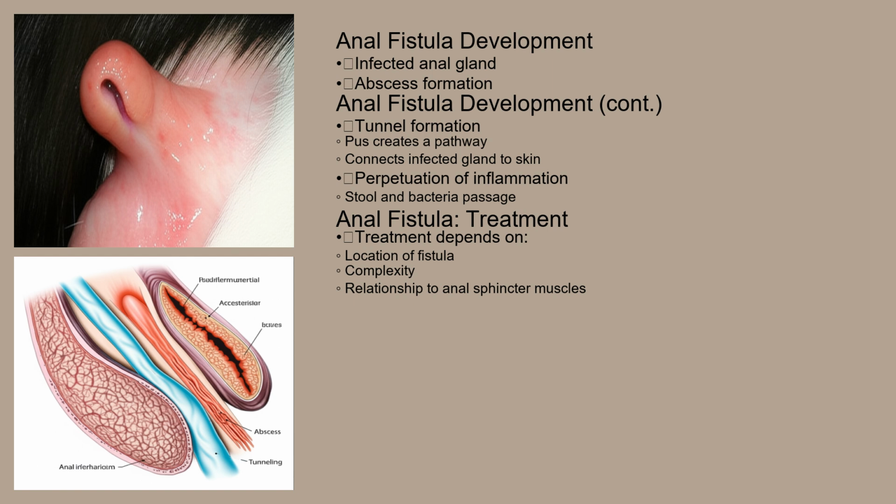To understand how an anal fistula develops, it helps to visualize the process. It typically starts with an infected anal gland, as we mentioned. The infection leads to the formation of an abscess. The body's natural defense mechanisms attempt to fight off the infection, but sometimes the pressure from the pus within the abscess forces a pathway, creating a tunnel. This tunnel then connects the infected gland inside the anus to the skin outside. The continuous passage of stool and bacteria through this tunnel perpetuates the inflammation and prevents the fistula from healing on its own.